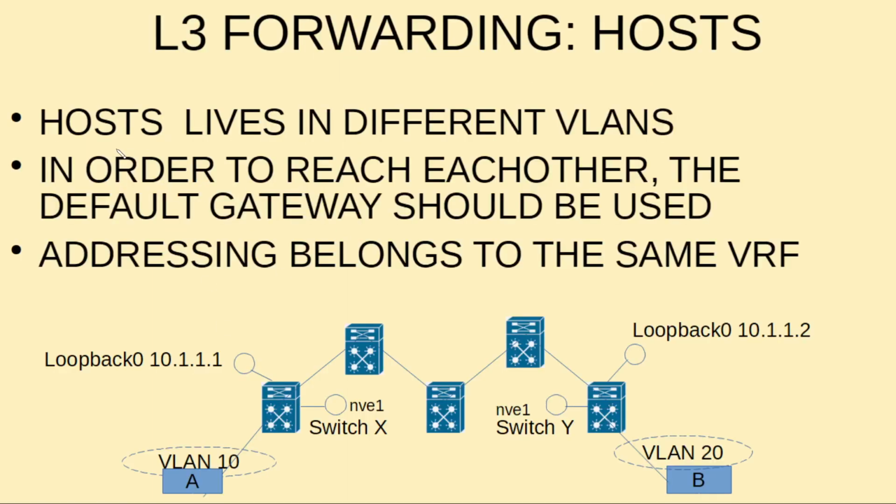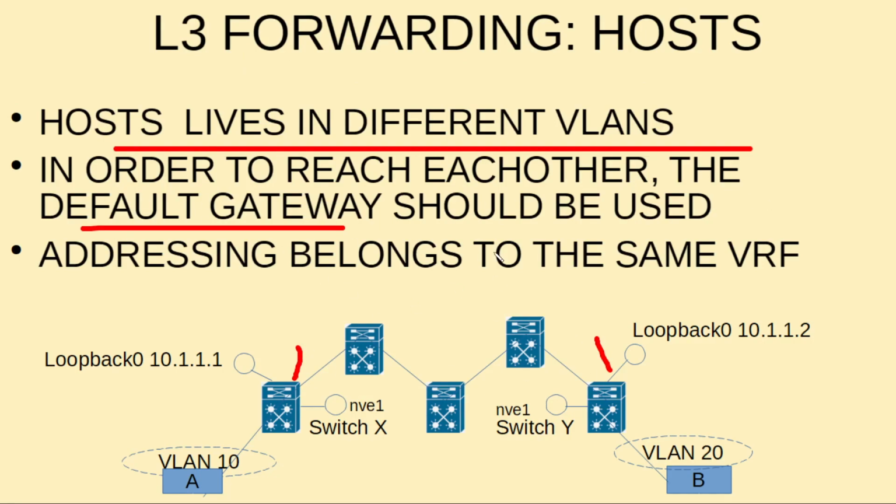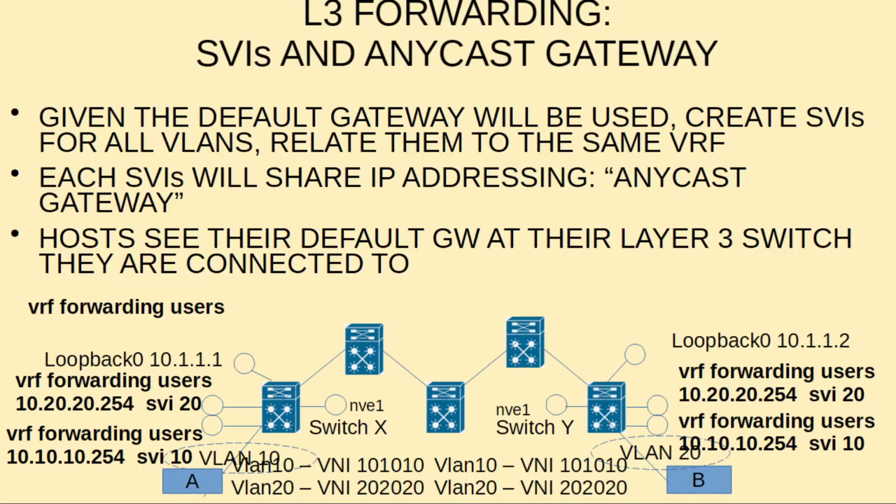We have hosts that live in different VLANs in different devices. In order to reach each other, we are going to need default gateways, and all of this addressing belongs to the same VRF. As in the previous case, we will need to set up our default gateways. We are going to create SVIs for each VLAN. We are going to create SVI 10 and SVI 20 at each VTEP.